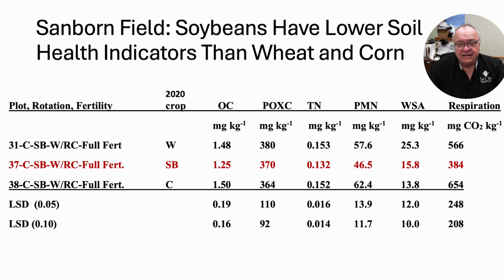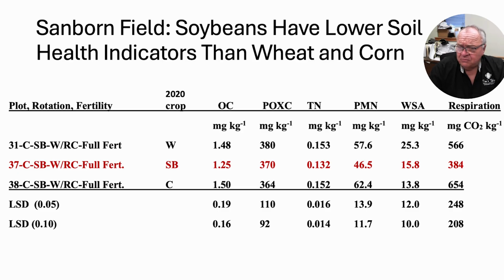Well, we do have some data from Sanborn Field that we can look at. This is where we have a corn, soybean, wheat, with a double crop, red clover, green manure rotation. And we have those individual phases of that rotation of wheat, soybeans, or corn. There in the red is our soybean phase, and we can compare it to wheat and the corn. This is OC, our organic carbon. As we see, it's significantly less than both wheat and corn.